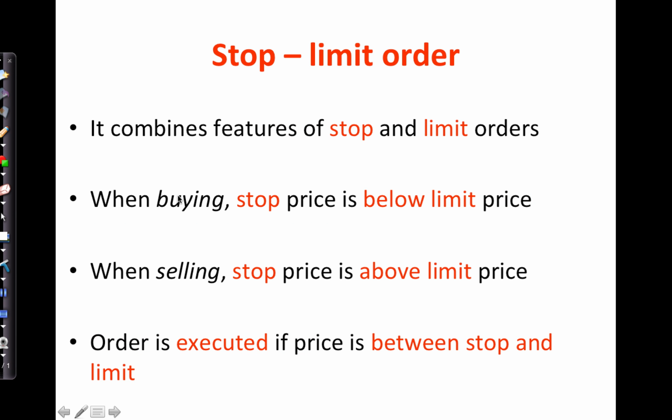What about the stop limit order? So with a stop limit order, we can combine the features of the stop and the limit. And basically the idea is that you want to specify a range. You want your order to be executed between the stop and the limit price. That is the main idea. And when you are buying, the stop price is usually below the limit price. And when you are selling, the stop price is above.